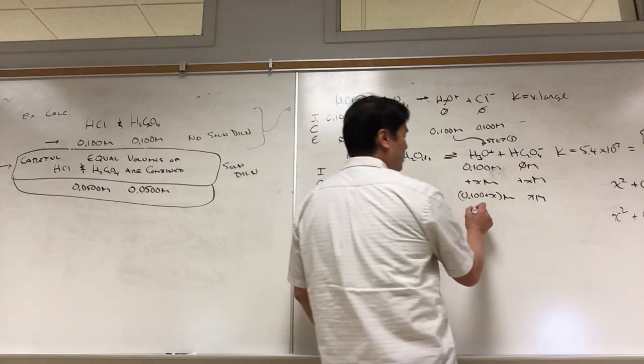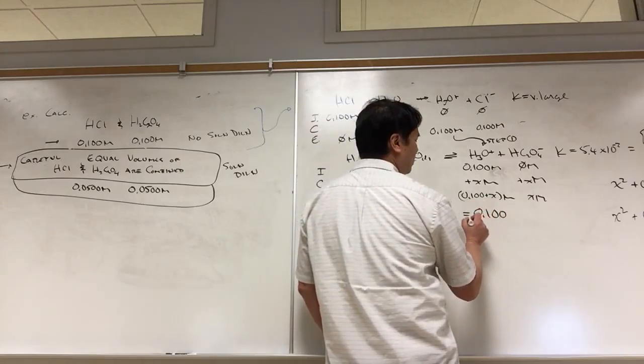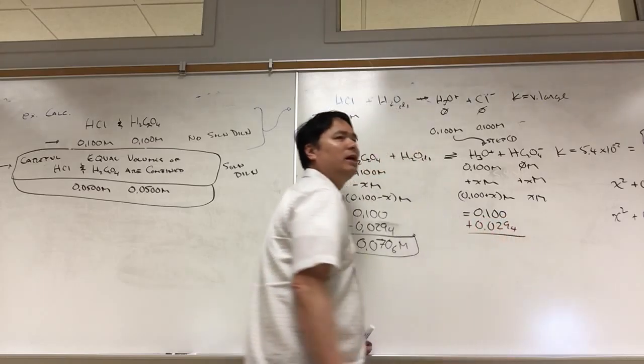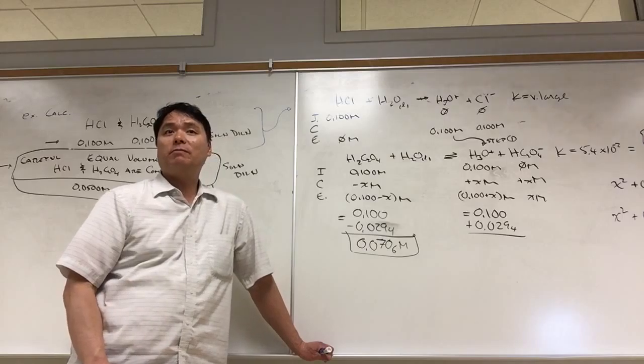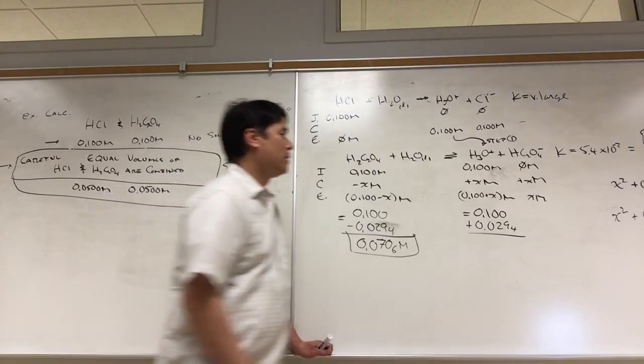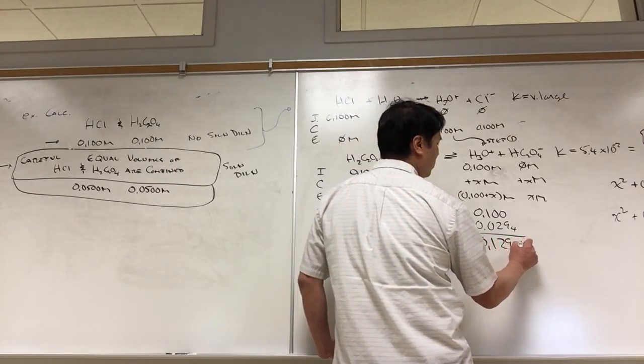And so that means we started off with 0.100 here, but we're going to gain plus 0.0294. In other words, we're going to gain about 29.4% more hydronium from this step. And so this is going to give us 0.1294 molar.